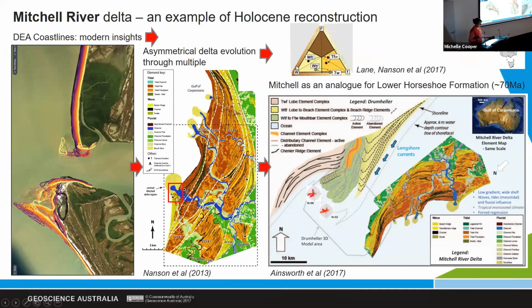So there's a lot of variation within each of those categories, and there's a lot of different areas around Australia that you could use as an analogue to help you understand a Holocene system like this one, which I hope would then contribute to your understanding of more ancient systems.